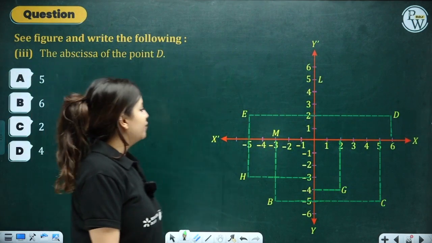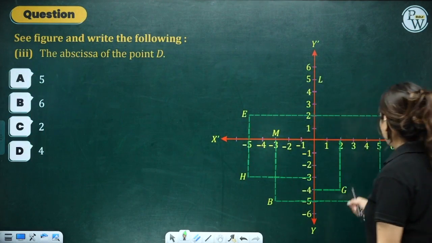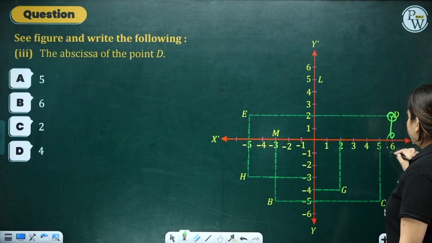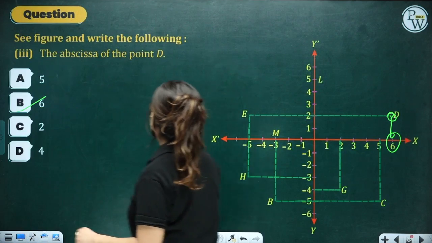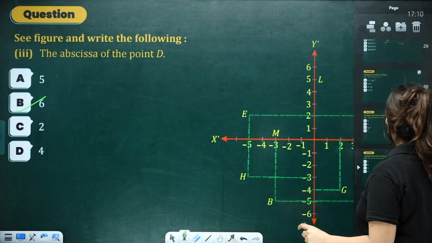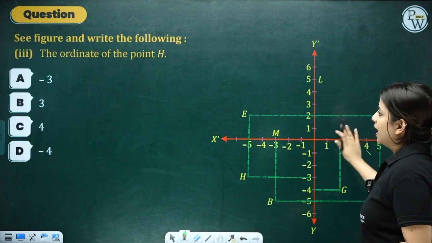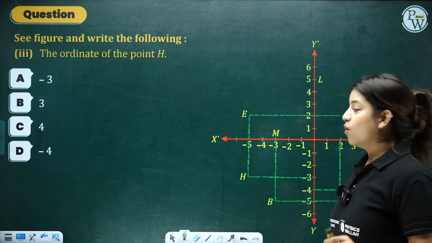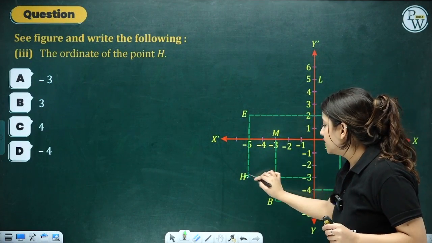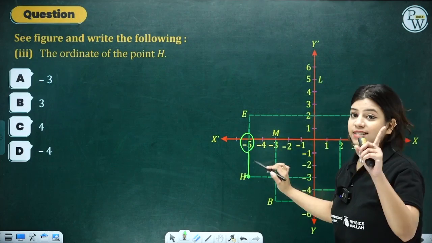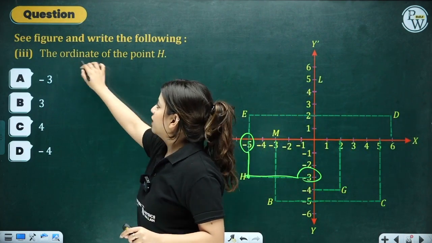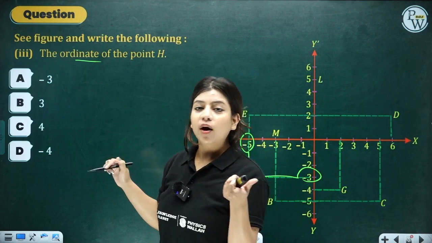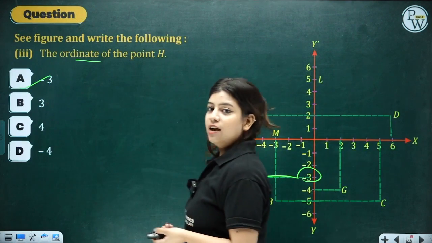The next we have the abscissa of point D, students. Where is point D? This. The abscissa is simply the point on the x-axis and that is 6. Right? Okay. Next we have the coordinates of the point H. Here it is H. On the x, it is negative 5. On the y, it is negative 3. We have to check for the ordinate, that is the y coordinate, and it is negative 3.